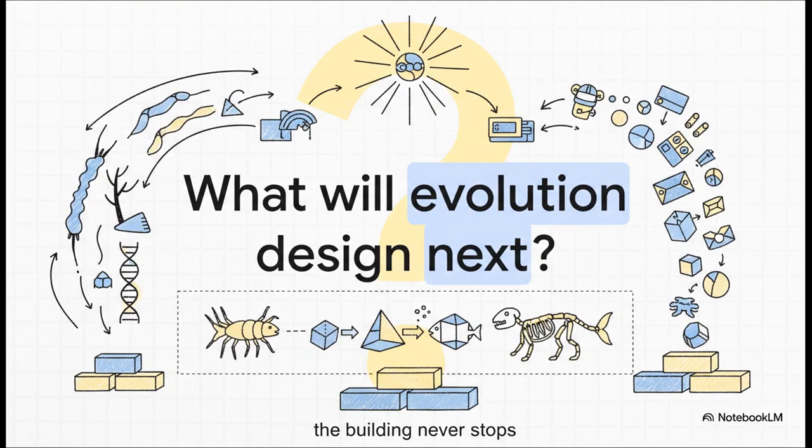It's a great reminder that even when you're looking at the most mind-boggling complexity in nature, underneath it all, there are usually just a few simple, elegant rules at work. The blueprints are there, but evolution, it's never done building. It's always innovating. Which leaves us with the big question, right? What's it going to design next?